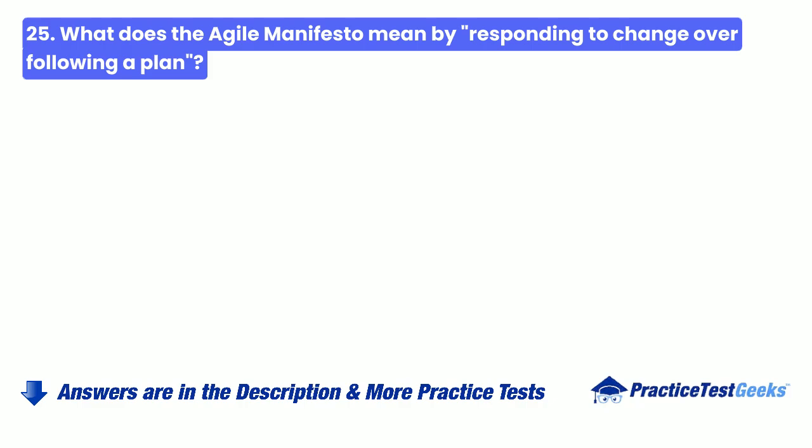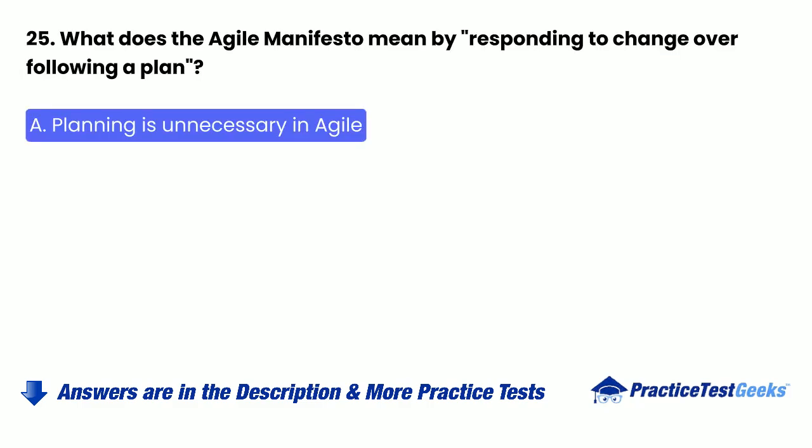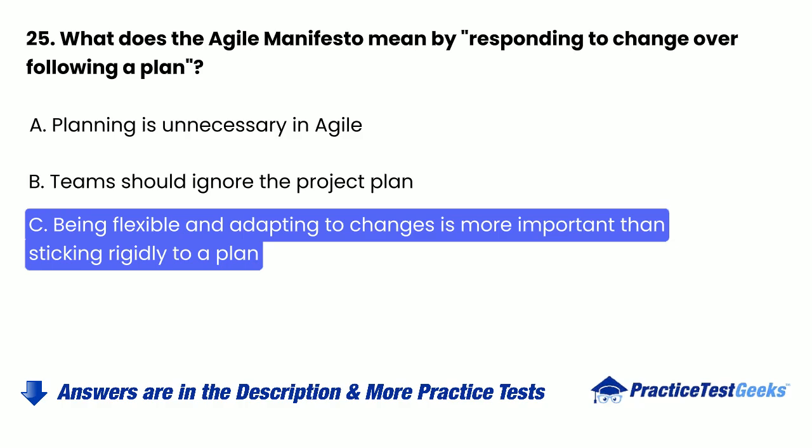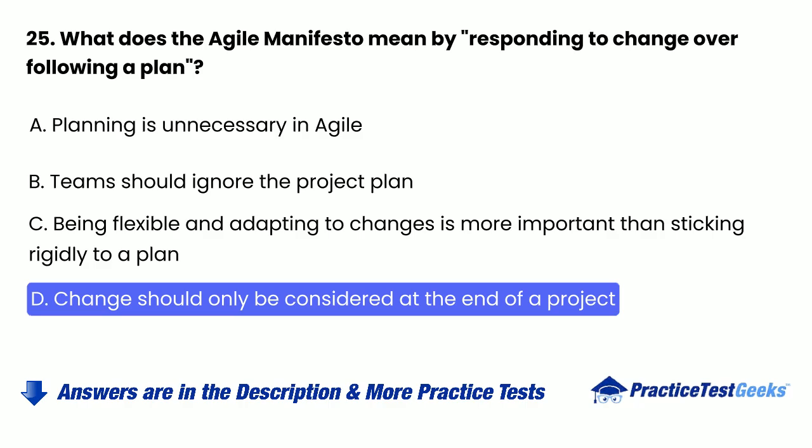(25) What does the Agile Manifesto mean by responding to change over following a plan? A. Planning is unnecessary in Agile. B. Teams should ignore the project plan. C. Being flexible and adapting to changes is more important than sticking rigidly to a plan. D. Change should only be considered at the end of a project.